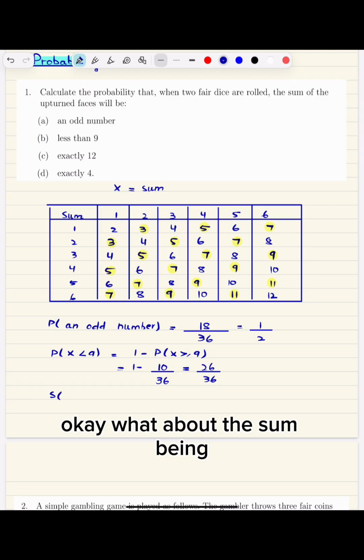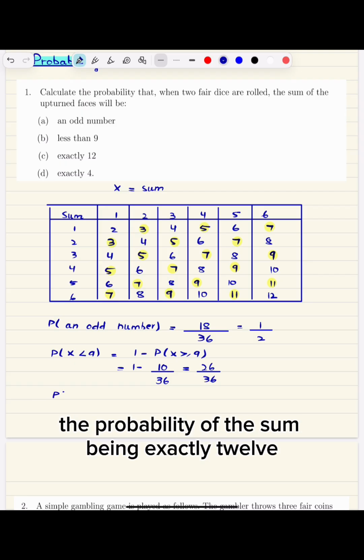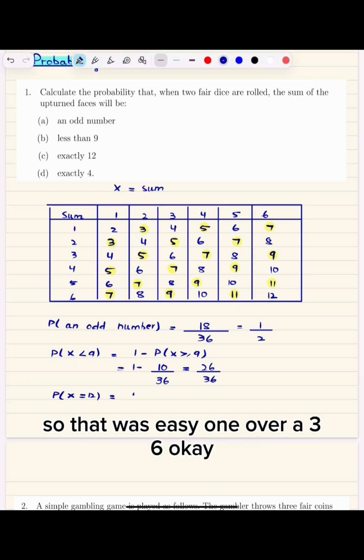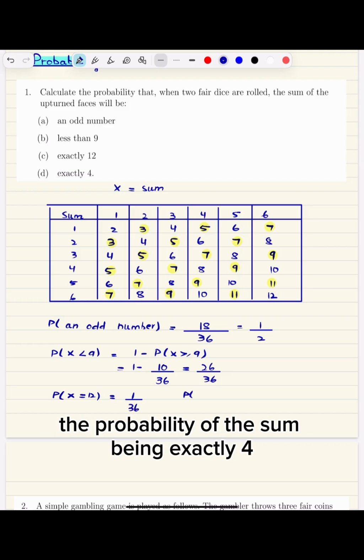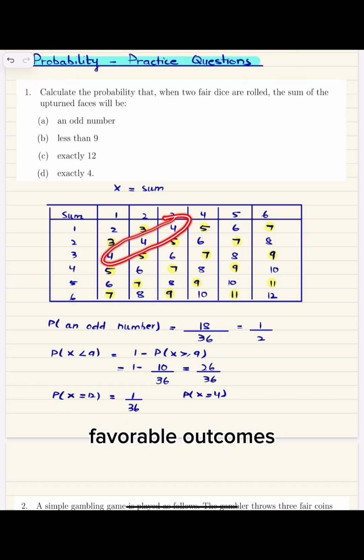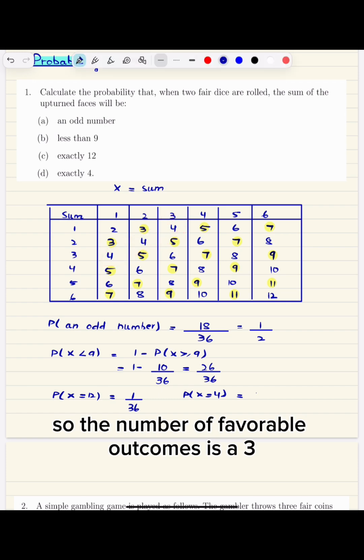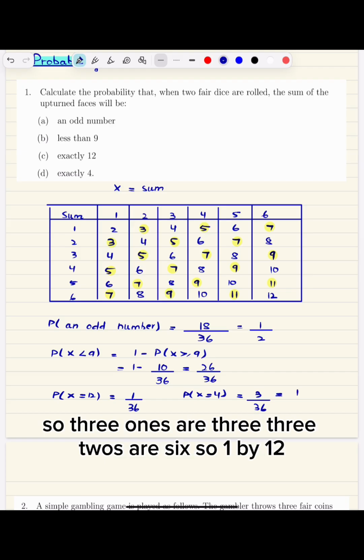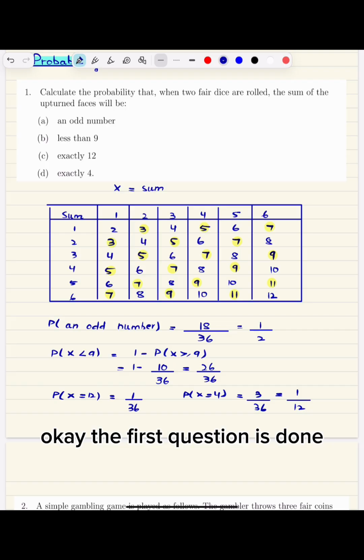What about the probability of the sum being exactly 12? There is only one possibility of that happening. So that was easy, 1 over 36. Okay, the probability of the sum being exactly 4. We can see there are only 3 possible favorable outcomes. So the number of favorable outcomes is 3, and the number of total outcomes is 36. So 3 ones are 3, 3 twos are 6, so 1 by 12. Okay, the first question is done.